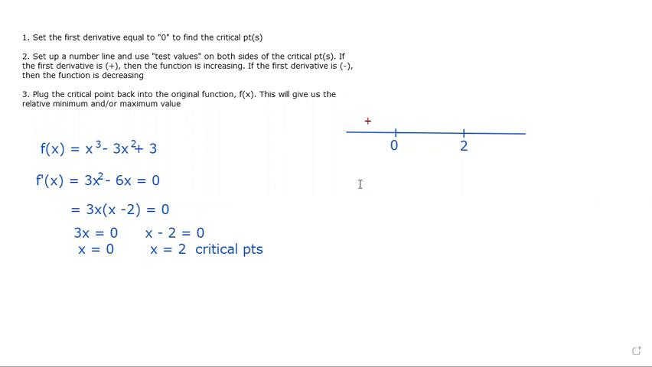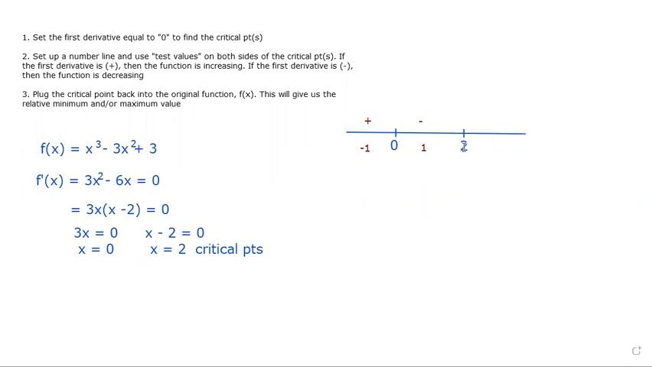Now let's plug in any number between 0 and 2. Remember, these are the test values. Let's use a +1. That's a number between 0 and 2. Let's plug it back in. 3 times 1 is 3, but 1 minus 2 is -1. A positive times a negative is going to give us a negative. So any number between 0 and 2 is going to give us a negative.